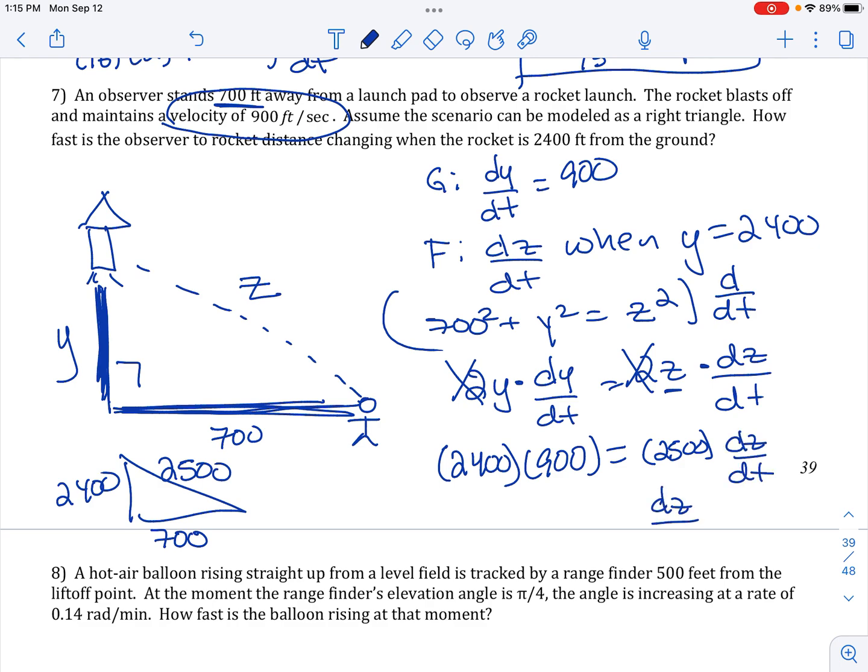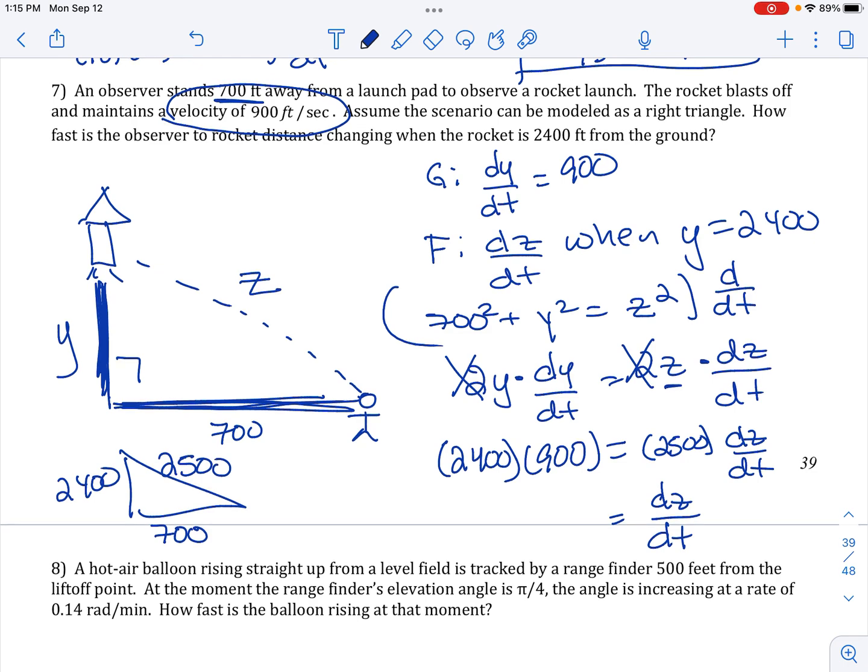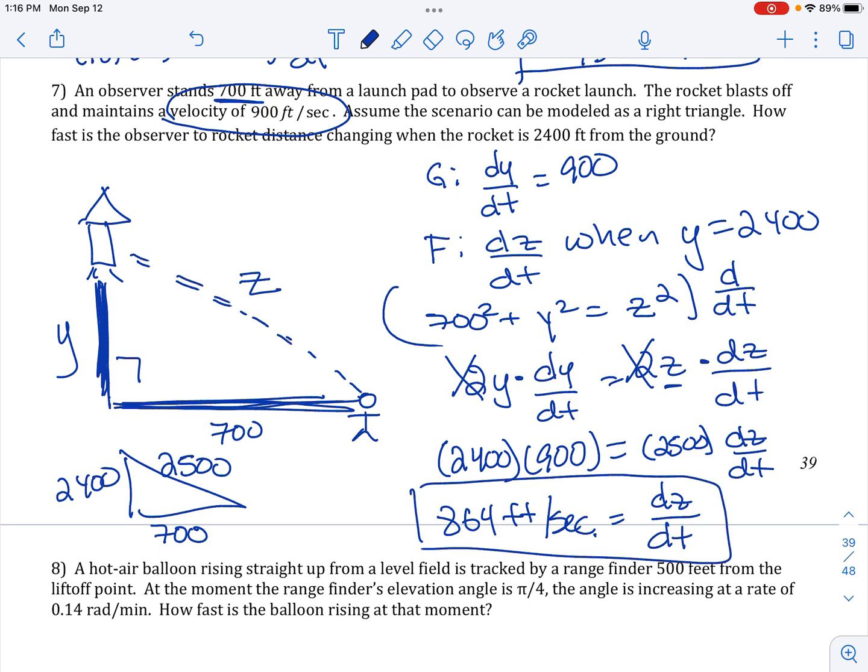At this point, just use your calculator: do 2,400 times 900, divide by 2,500, and it becomes exactly 864. And units would be feet per second. And again, this distance is getting bigger, so it should make sense that this is a positive number.